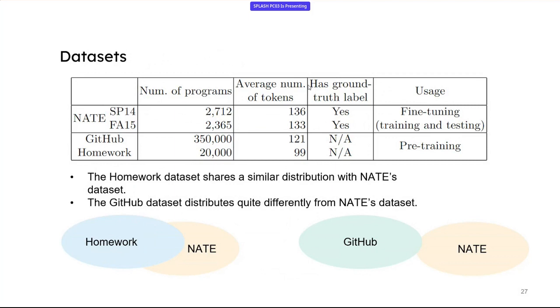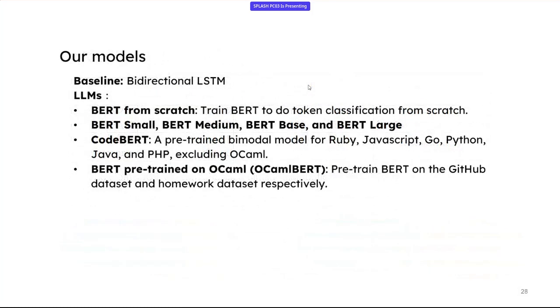We collected the homework data from homework submissions at McGill University, and based on our analysis, we found that the homework data set and the native data set have many things in common because they are both written by beginners, whereas the GitHub data set doesn't share a lot of similarity.